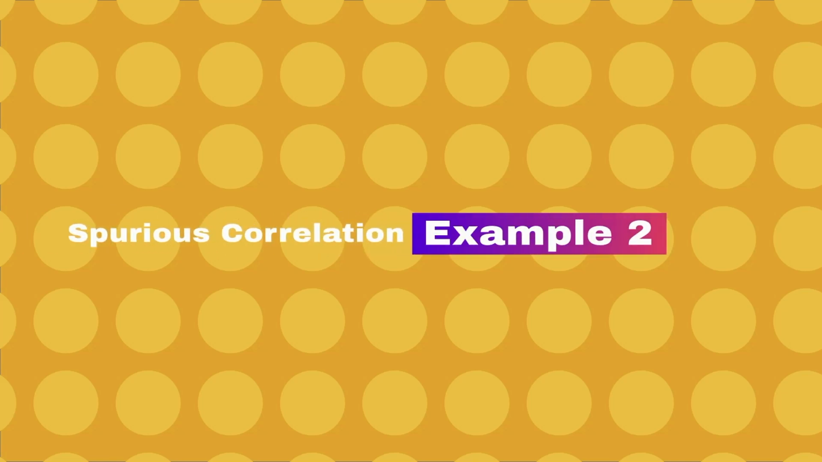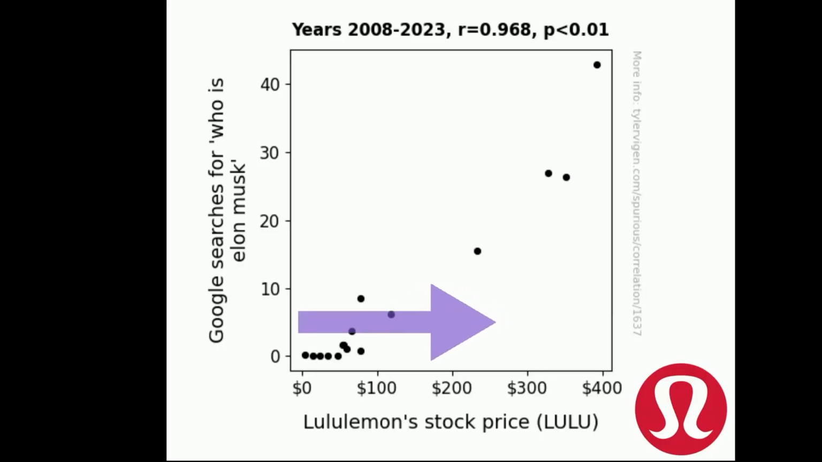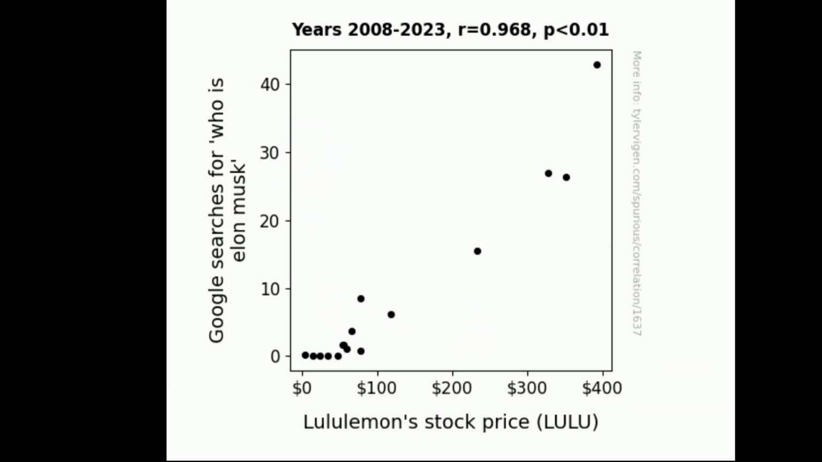Next, we've got an amusing pair. Lululemon's stock price versus Google searches for Elon Musk. As Lululemon's values soared, so did interest in Elon Musk. Coincidence? Definitely. While both might be making headlines, one doesn't affect the other, yet their trends seem to match.